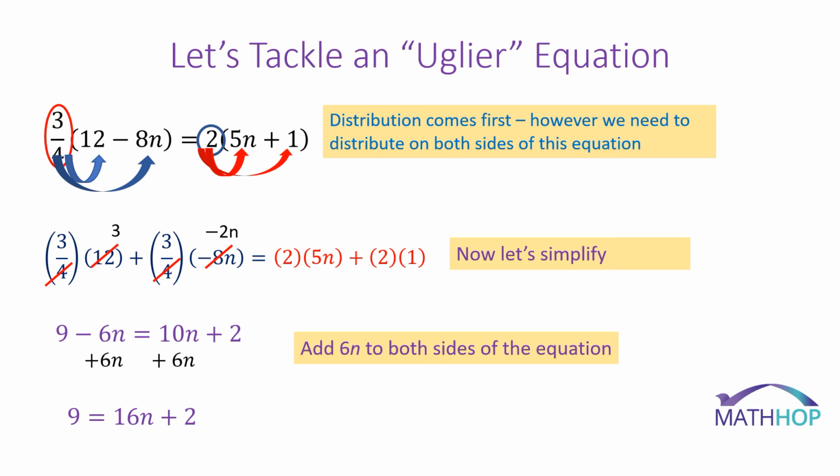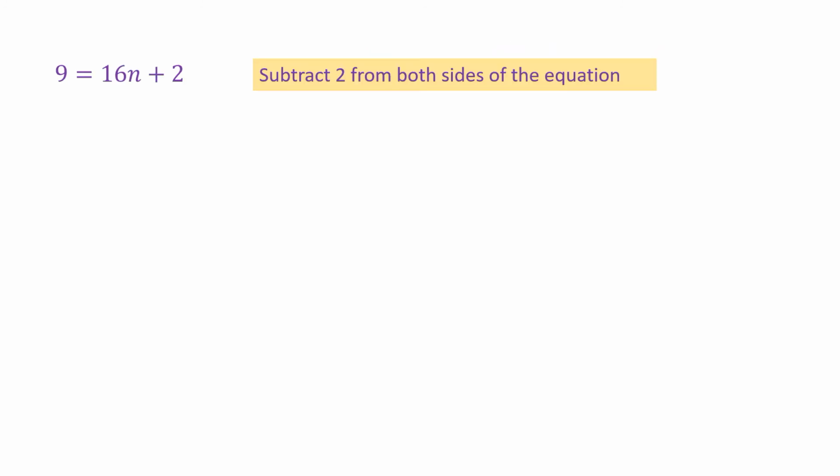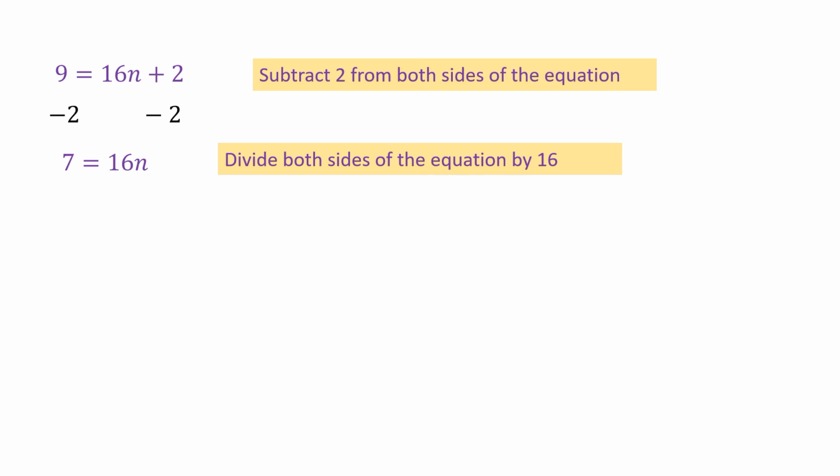Now we have a simple two-step equation. We have to subtract 2 from both sides. We are running out of room, so let's make some more room. When we subtract 2 from both sides, we get 7 equals 16n. 16 is multiplied to n. The opposite of multiplying by 16 is to divide by 16. Divide both sides of the equation by 16. We get n equals 7/16. Notice I didn't even write the variable on the right-hand side because I know we don't like it.